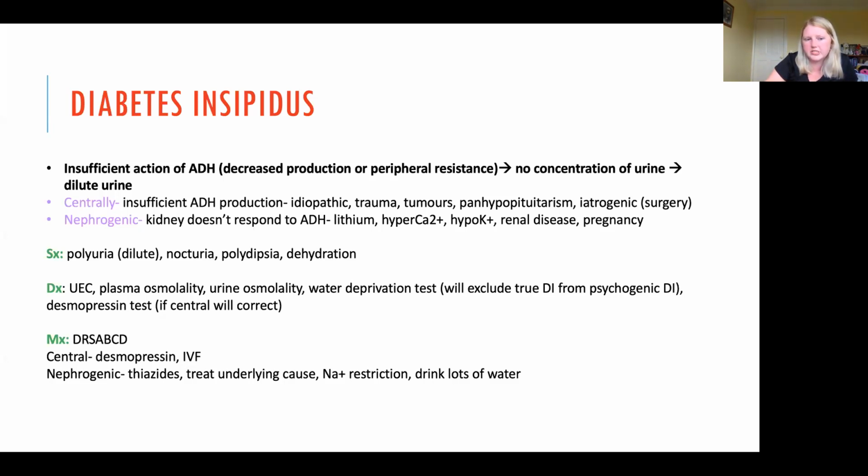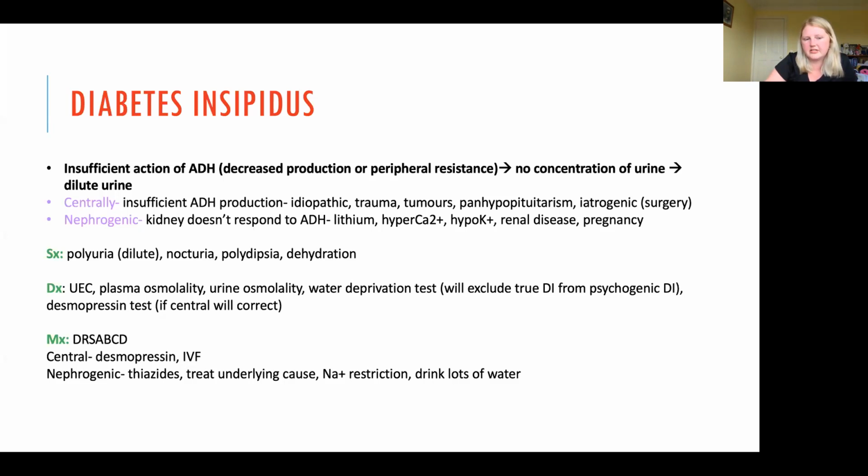The desmopressin test is another test that we can use to compare central versus nephrogenic causes. If it's a central cause, giving desmopressin will fix it, essentially, because this is replacing that ADH. But if it's a problem at the level of the kidneys, it won't correct it.